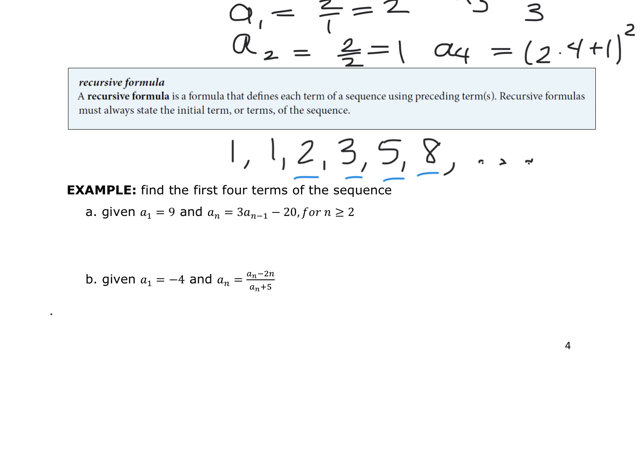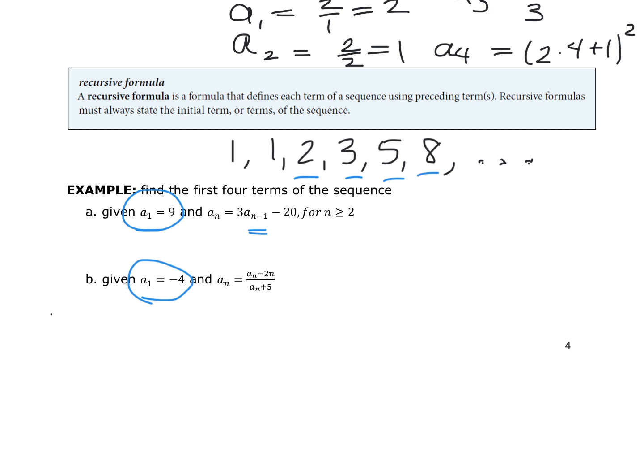The way in which I determine whether or not it is recursive is it's usually going to give me the first term or terms that I need for my sequence. And notice how my subscripts here, I have a sub n minus 1. So when I see a sub n minus 1, that means that it's asking me to use the previous term to find the current term. And so I know that that is a recursive sequence.